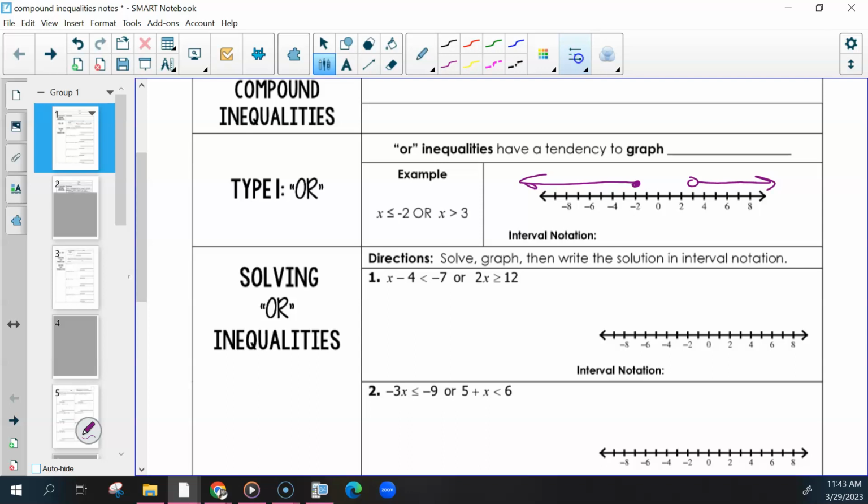The interval notation, you're still reading left to right. Furthest left would still be -infinity. But then it stops at -2, it's closed, so bracket. Then you would write the word "or." It starts again at 3, but that one's open, so parentheses. And then it keeps going to infinity. So when you write the interval notation, it'll have like 2 parts.